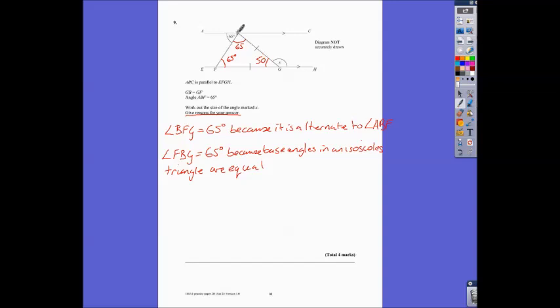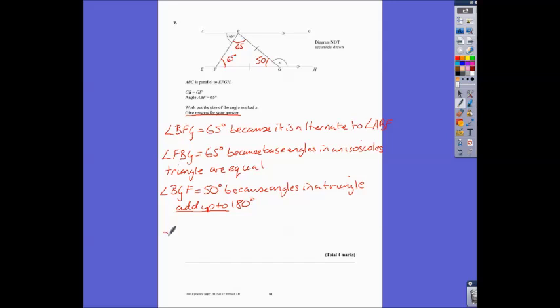So I then know that angle BGF is equal to 50 degrees because angles in a triangle add up to 180 degrees. Now it's really important you put add up to. Lots of people put equal to. Equal to means that all three angles would be 180, and that's not true. They add up to 180, so make sure you write that out in full.